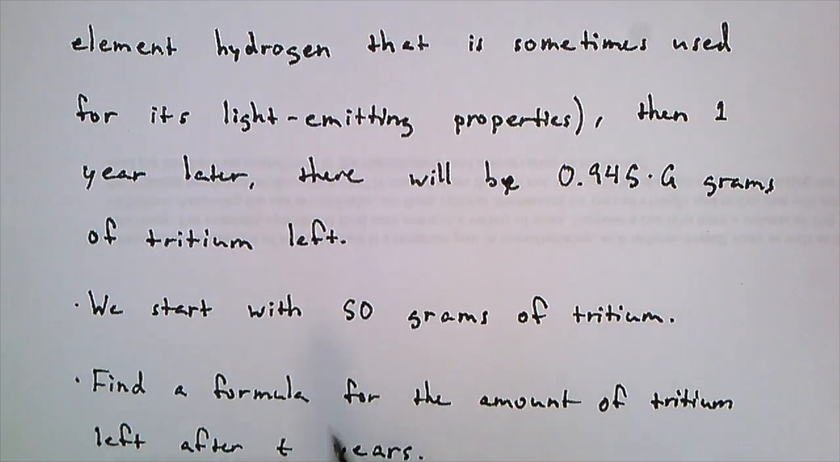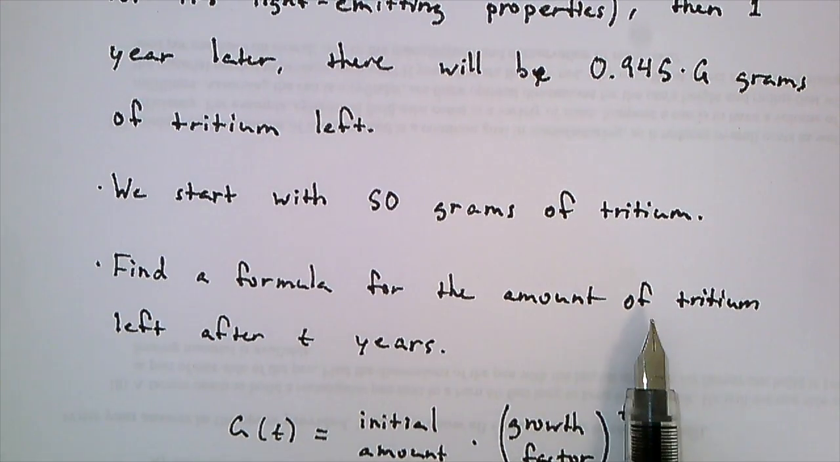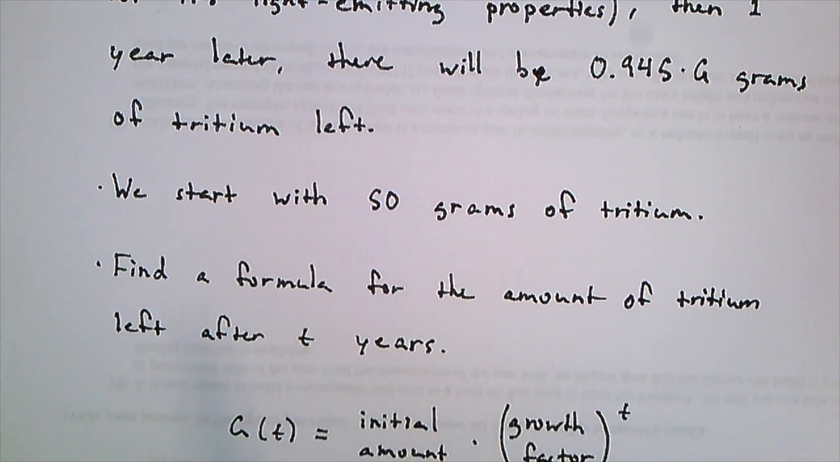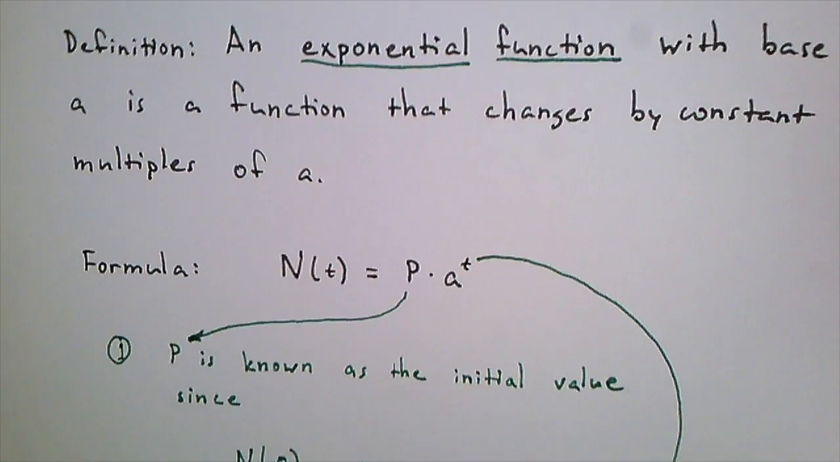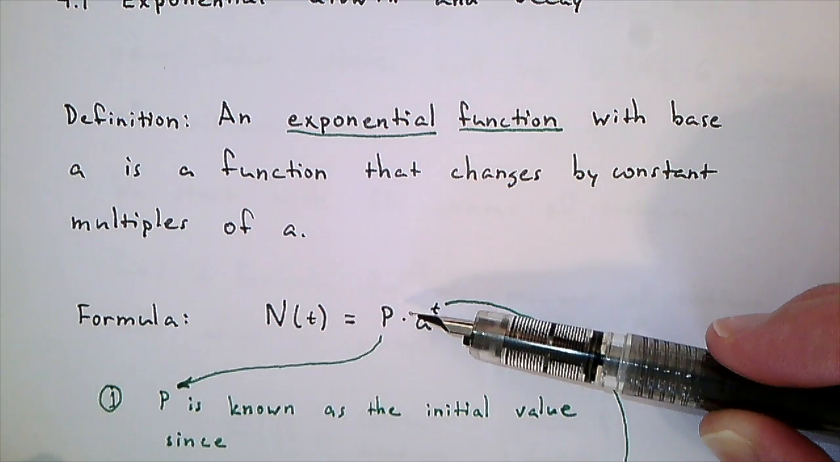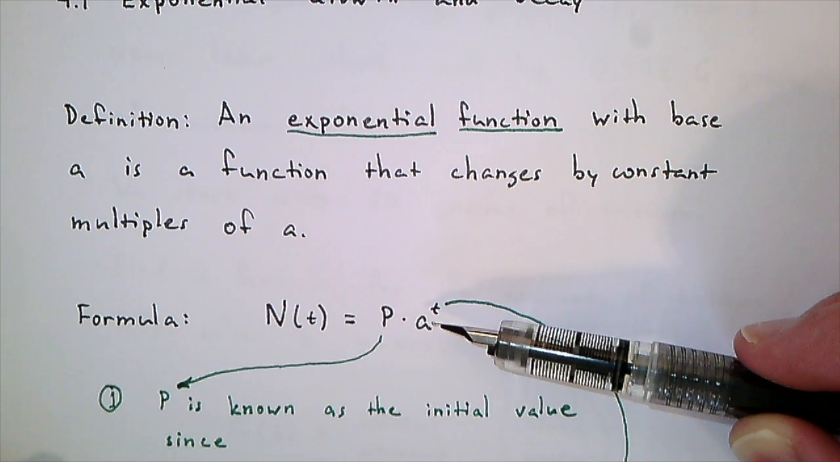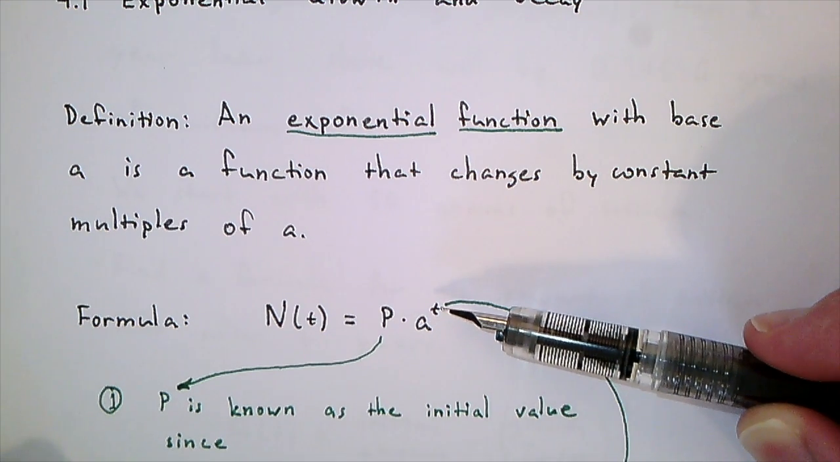In this example, we're going to have 50 grams of tritium to start with. And I want to find a formula for the amount of tritium left after t years. So think back to the formula for exponential functions. It's going to be the initial value times the base to an exponent.